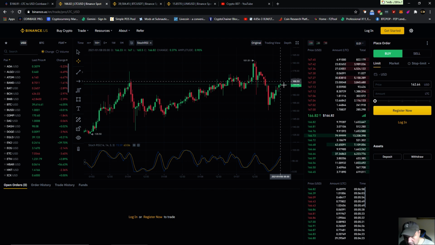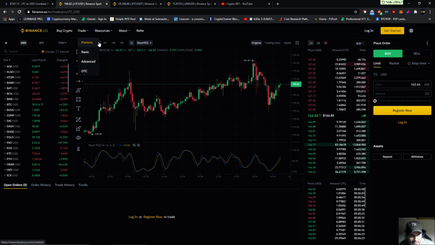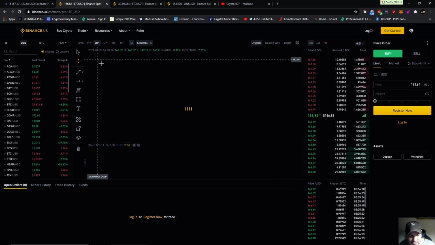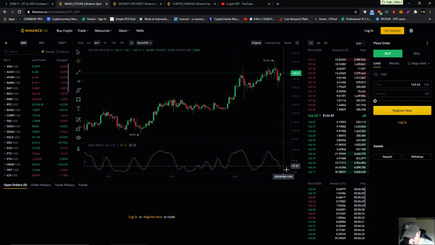You buy on the green, you buy at the bottom of the red. Like in this instance, if you were trading on the 1 hour, you would buy down here. Most people trade on the 4 hour. You would still have to wait a little bit more time so you would get the best price.